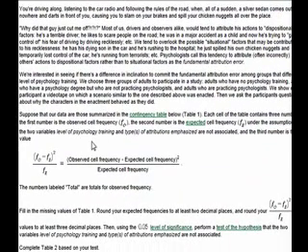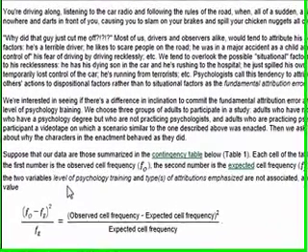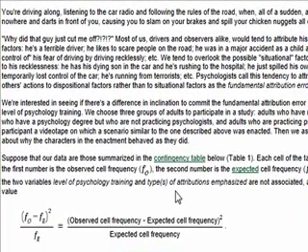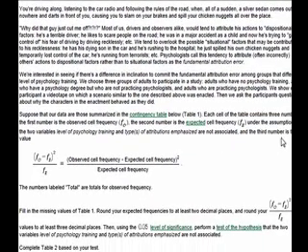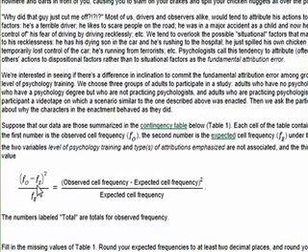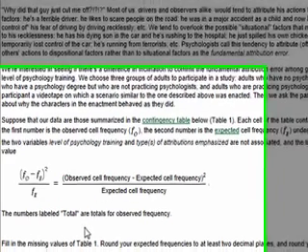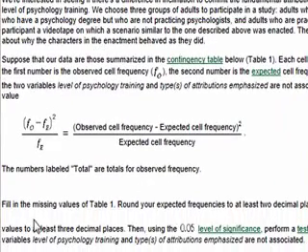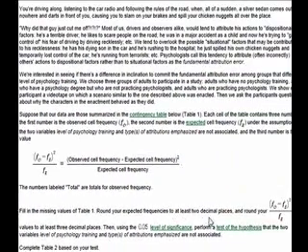That is computed under the assumption that the two variables, levels of psychology training and type of attribution emphasized, are not associated. And the third number is the value of F sub O, the observed frequency, minus the expected frequency, that quantity squared, divided by the expected cell frequency. The numbers labeled total are totals for the observed frequency. Fill in the missing values of the table, round your expected frequency to at least 2 decimal places, and round this expression to 3.